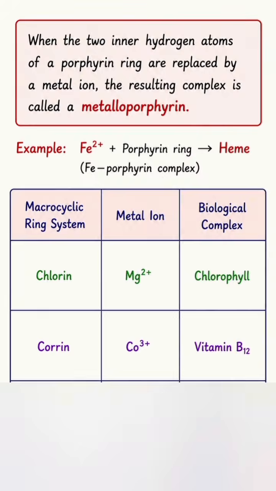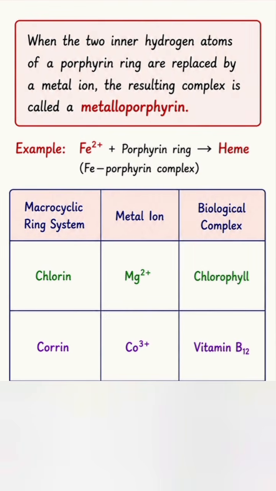So, when a metal ion enters, it fits firmly inside the central cavity, and the nitrogen atoms bind to the metal ion and form a stable metal porphyrin complex. That is, when a porphyrin ligand binds with a metal ion, it forms a metal porphyrin complex, which is also called a metalloporphyrin. For example, when iron fits into the porphyrin ring, it is called heme.